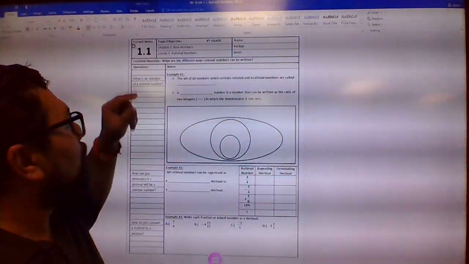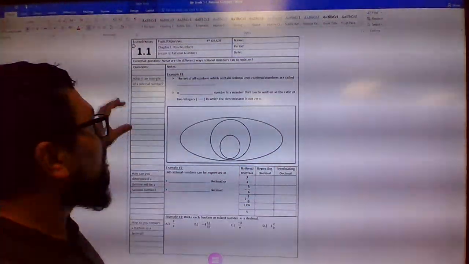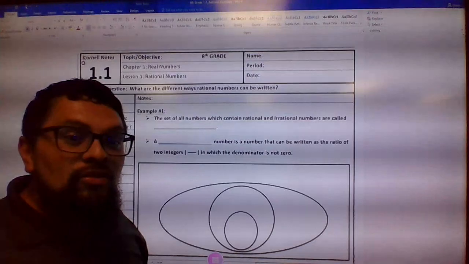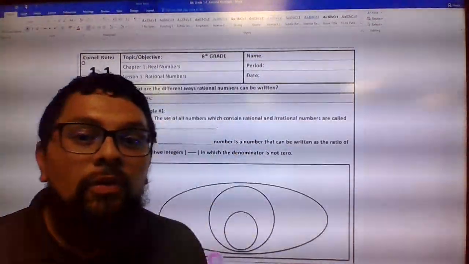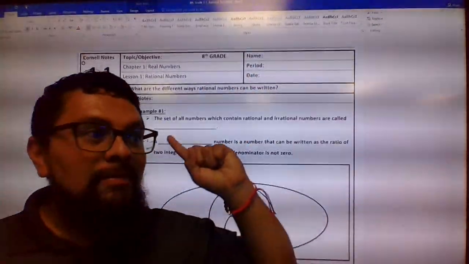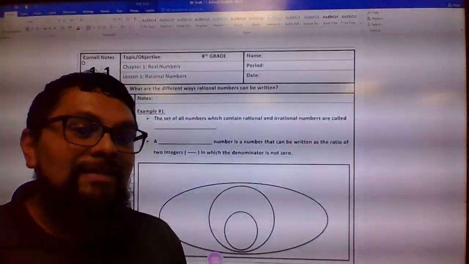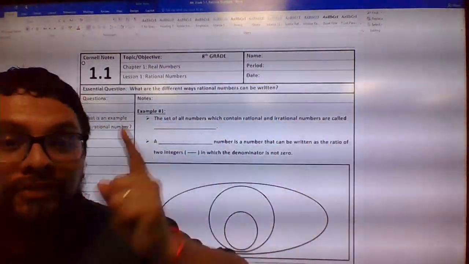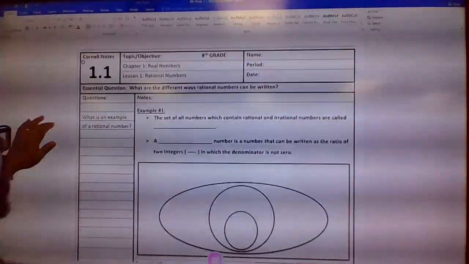Let's go back to way back in the beginning of the year. We were on 1.1, rational numbers. The essential question for this was: what are the different ways rational numbers can be written? We found out you can write them as a fraction and as a decimal, and the decimals can be repeating or terminating. So that's what we did.